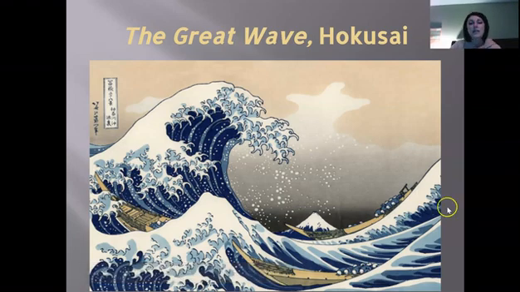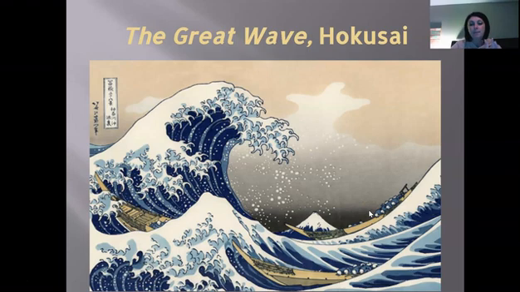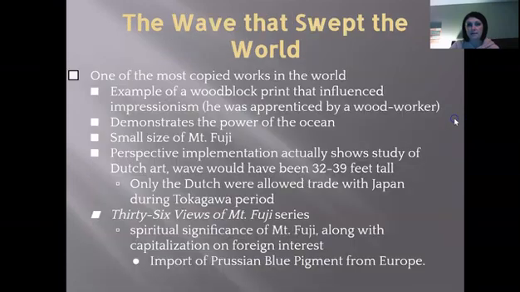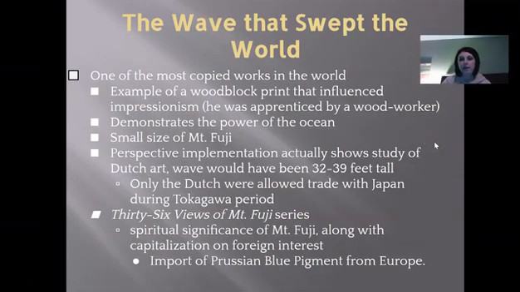But it's using linear perspective to do it because that's actually Mount Fuji in the background, and it's showing with perspective how big this wave is, that it's even bigger than the land. So this is actually probably one of the most copied works ever done in the world.